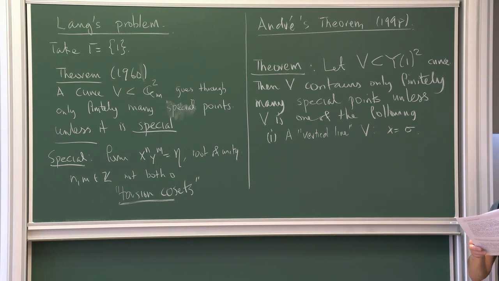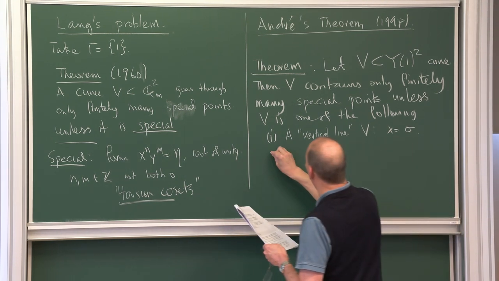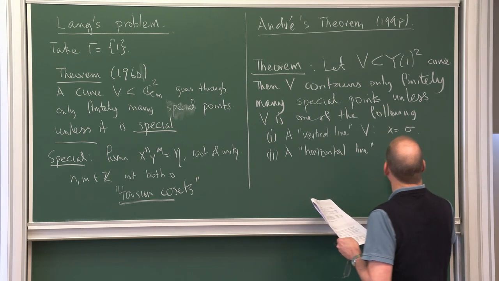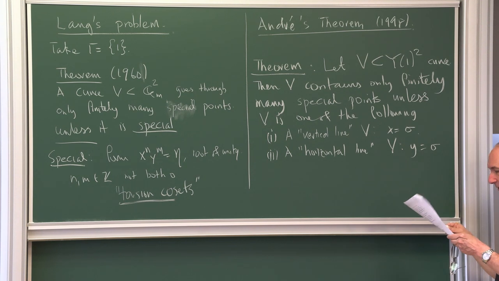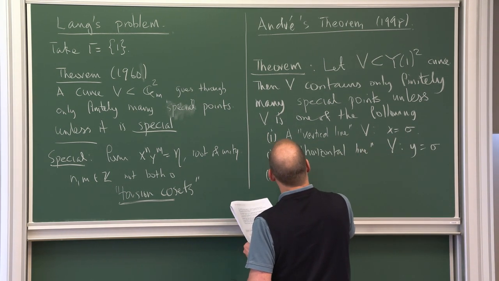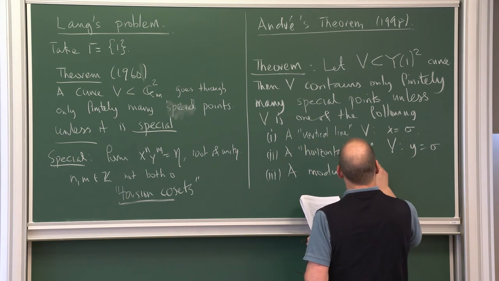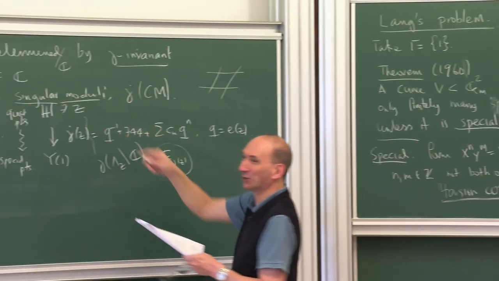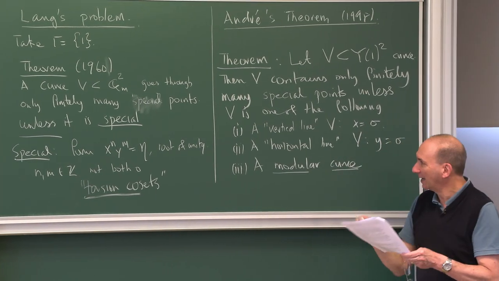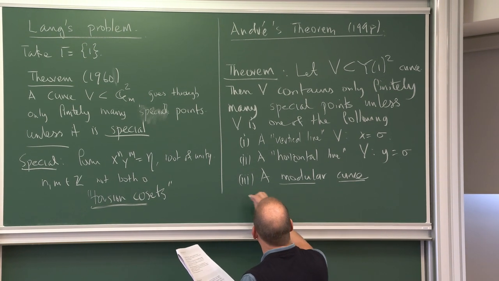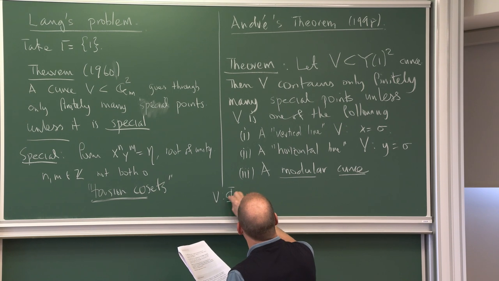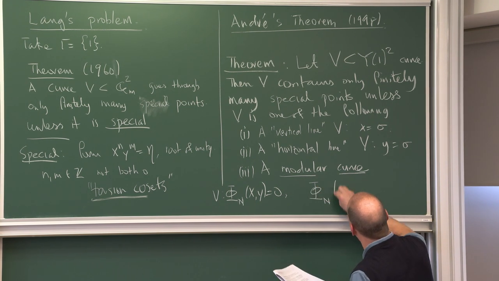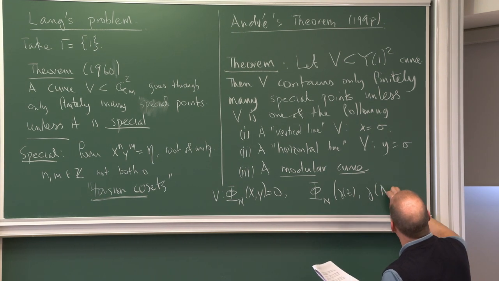is a special modulus. We think of that as a vertical line in the XY plane. Or two, a horizontal line on a special coordinate, Y equal to some singular modulus. Or three, a modular curve, a classical modular curve. I guess this word modular gets used a lot. This modular curve is not exactly the same as the modular curve; this is a classical modular curve. These are defined by the classical modular polynomials. That means V is such that phi_n(x,y) is zero, where phi_n is the classical modular polynomial that relates j(z) and j(nz) for some n.